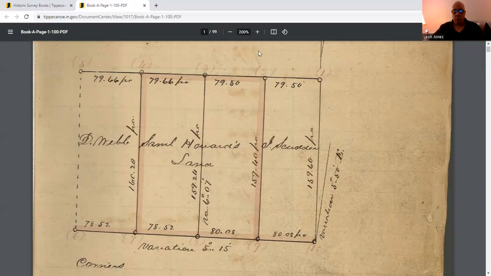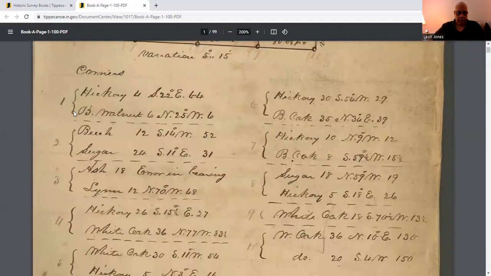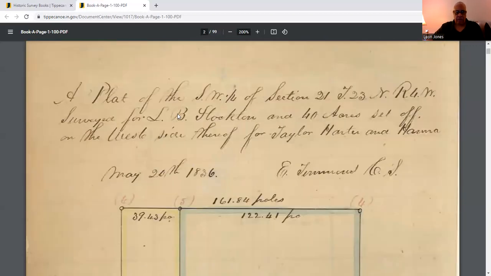But I'm showing you what a plat is, and these are old plats. On this plat, you have corners, you have hickory. It says south 22 east, 6 north. These are townships and ranges. And I found this in the Tippecanoe County Surveyor's Office. And this is all public information.